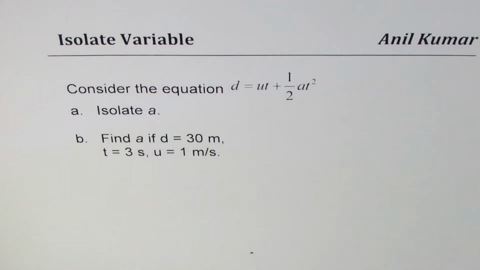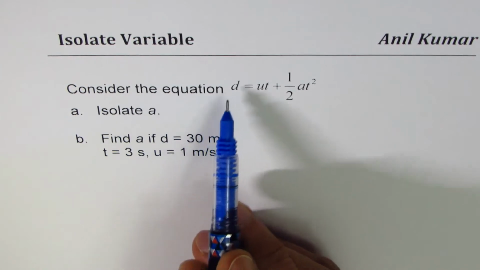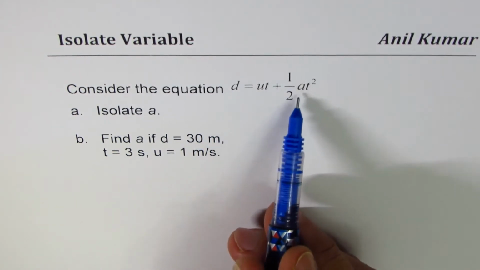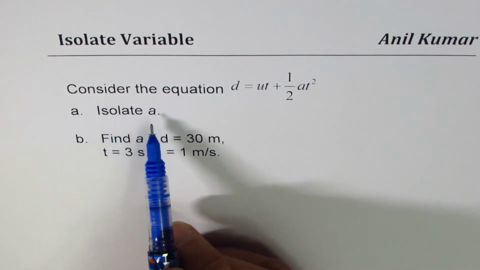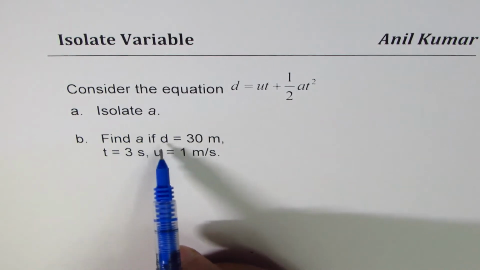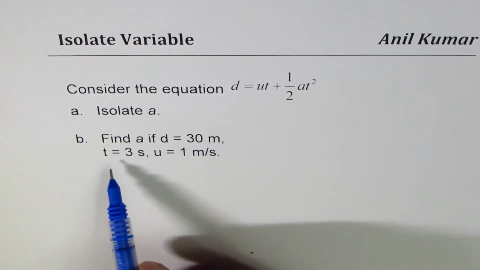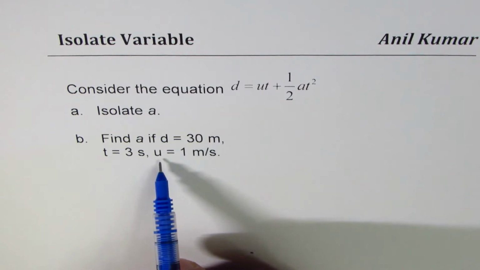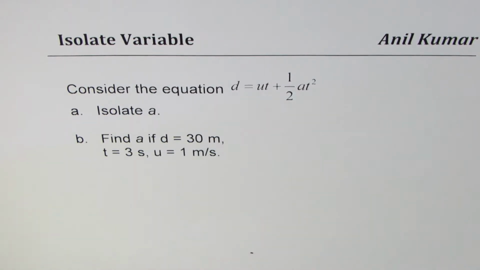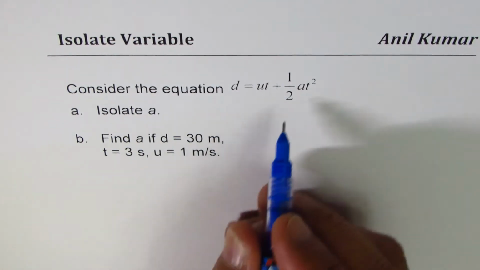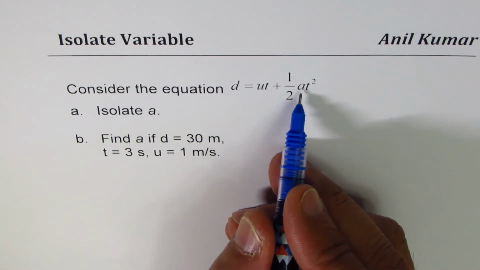I'm Anil Kumar sharing with you an equation to isolate a variable. Consider the equation d equals ut plus half at square. Isolate a. Find a if d equals 30 meters, t equals 3 seconds and u equals 1 meter per second. So let's rewrite the equation and then we'll isolate a.